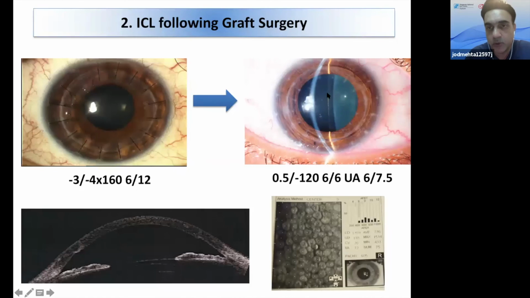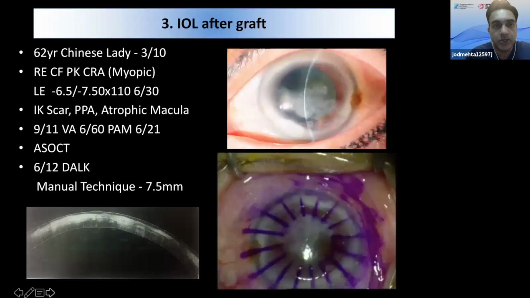This is post-op. So he's got a nice vault on his graft, and his endothelial cell counts seem to maintain quite well. So this gives you a reasonably good idea on what to handle in these post-graft patients. So what about a little bit more complicated case where we're doing the graft first of all?